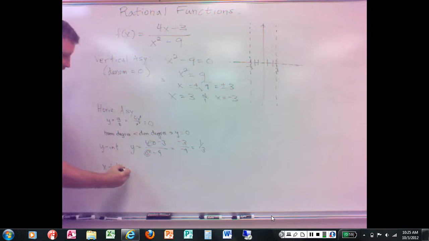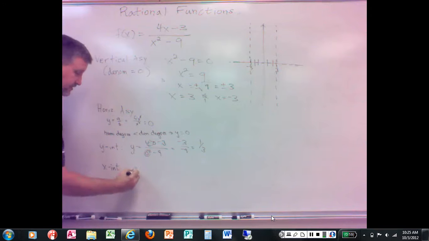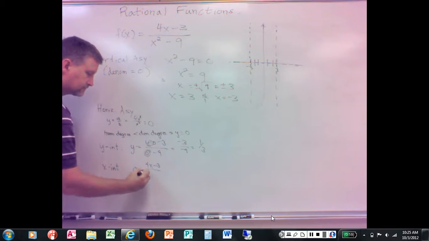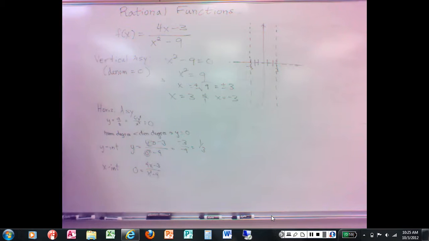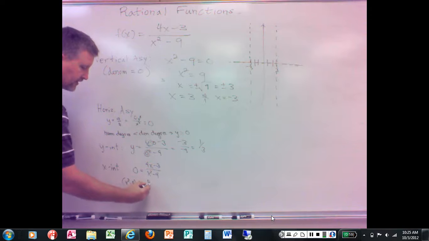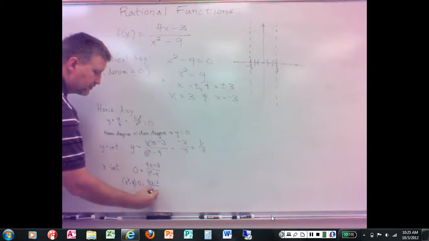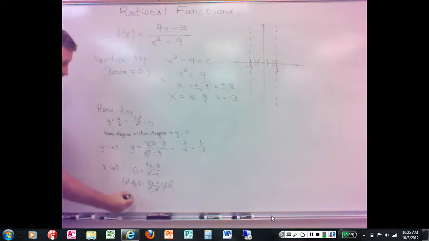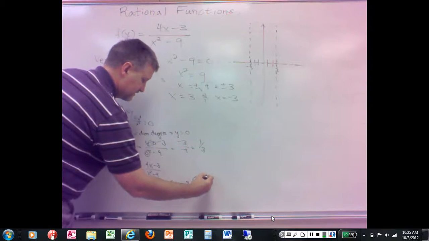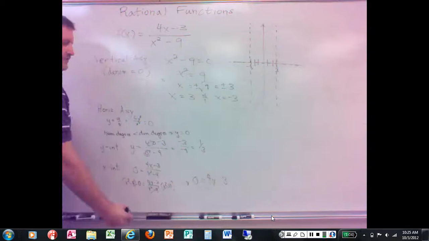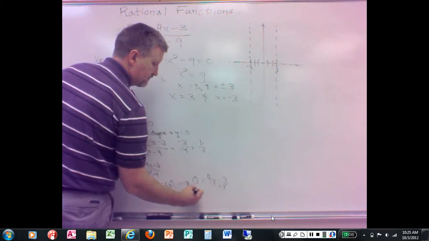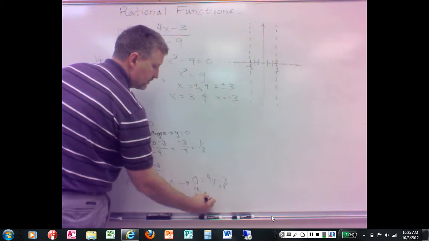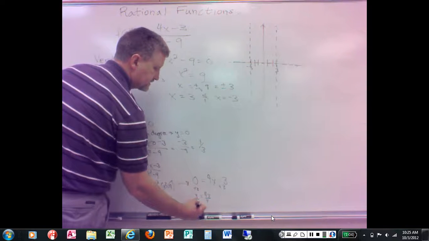What about the x-intercept? Well, for the x-intercept, you set f of x equal to 0. To solve that one, multiply both sides by x squared minus 9, so it'll cancel out on the right. Zero times anything is 0, so the left side is 0 and 4x minus 3 is the right side. All I have to do is solve that: add 3, divide by 4. 3/4 is x, the x-intercept.